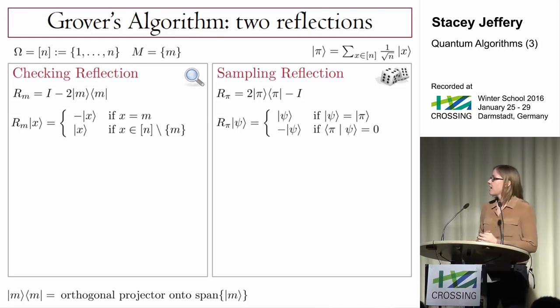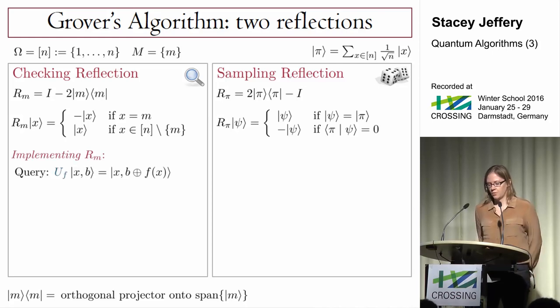Okay, so since the algorithm is going to consist of these two reflections, I need to tell you how to actually implement these reflections. So how would we actually implement these on a quantum computer? So we start with the checking reflection. We have from the previous slide this query operation, so I'll just denote this by U_f, because this is a unitary operation. It just takes, again, some x and a bit b, and it just xors f of x into b.